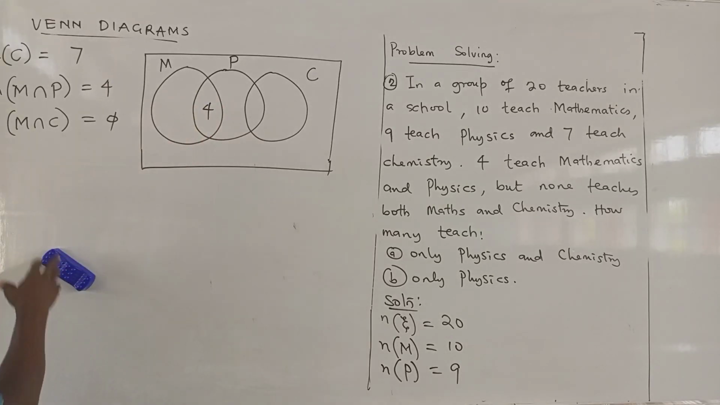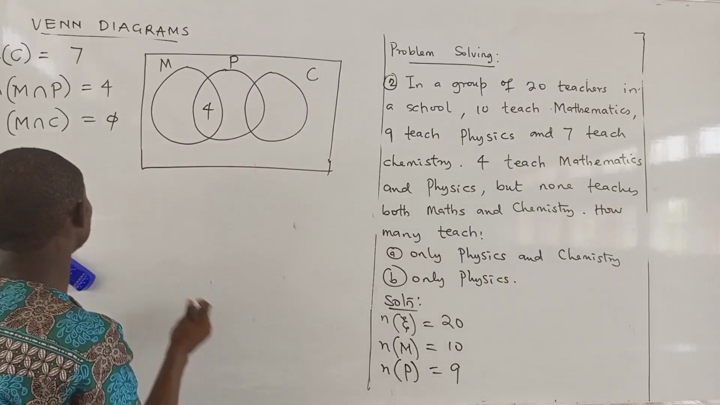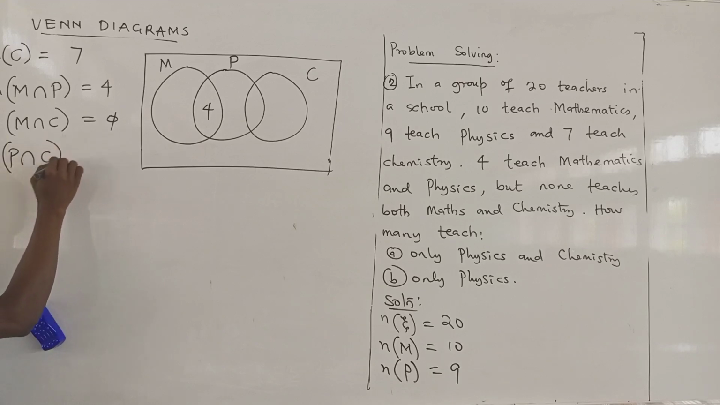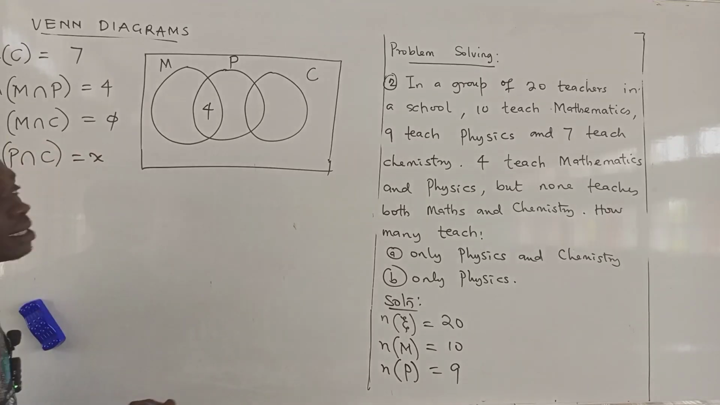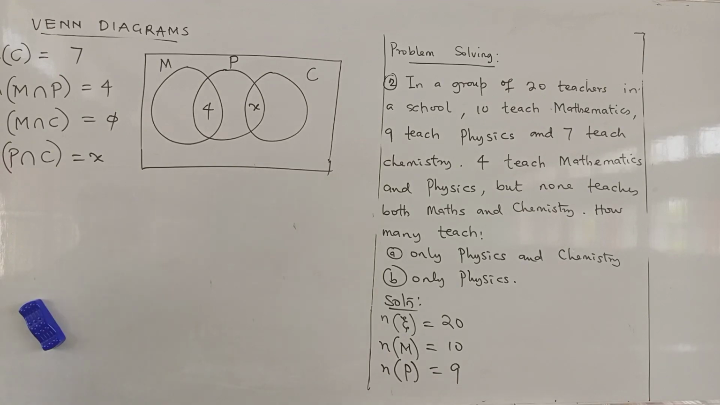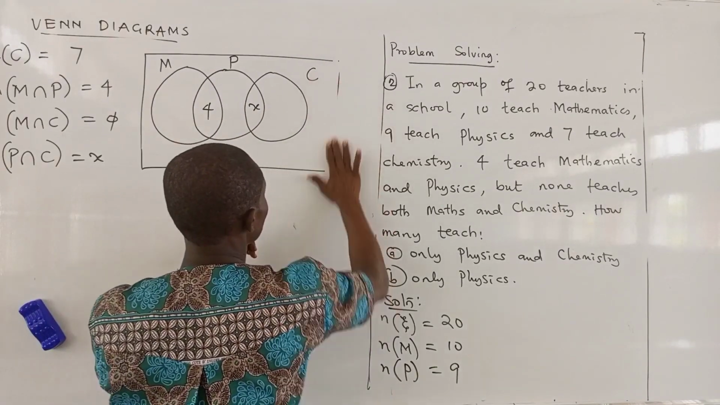And then what again? In the question, they are asking for physics and chemistry. We don't know it. So let's give it a name. For physics and chemistry, let us call it X again. So we don't know X, and we are looking for that. And so now what are we going to have here and here? Remember that this is your universal set.